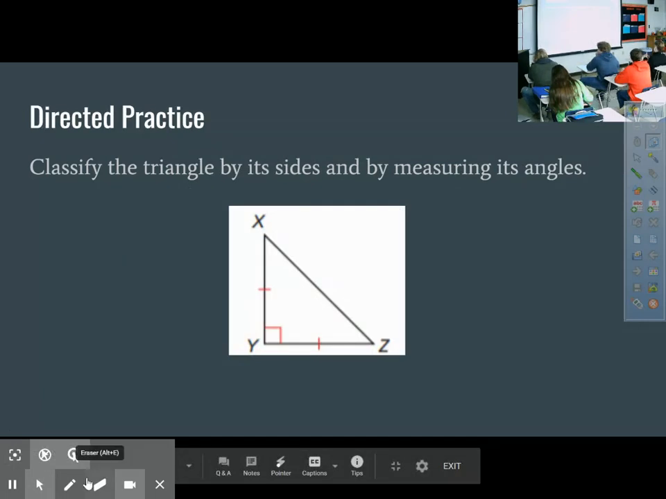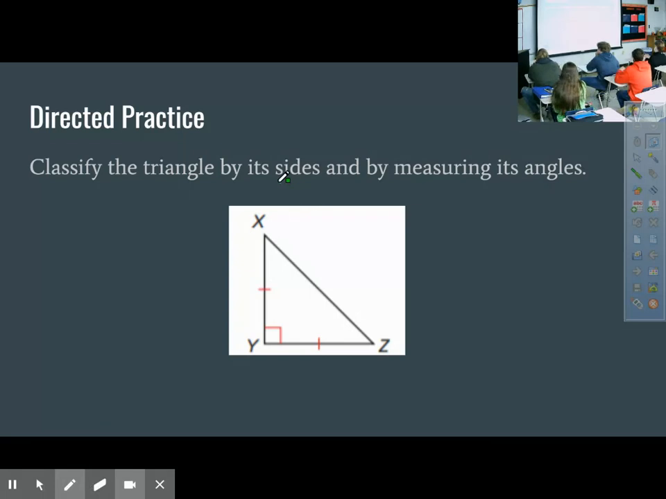All right, this one here. Classify the triangle by its sides and by measuring its angles. With its sides, you want to look to see if any are marked congruent. Ivy, are any sides marked congruent? If so, how many? Yeah, there's 2 sides that are marked congruent. So John, what would we consider that one? Isosceles, perfect.